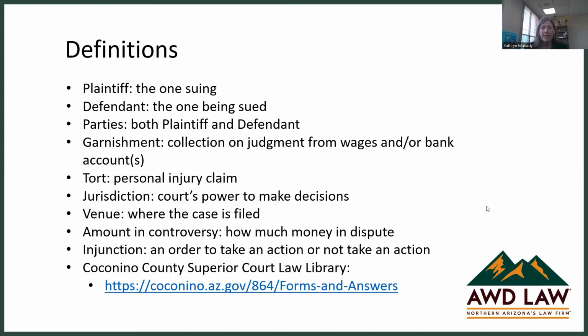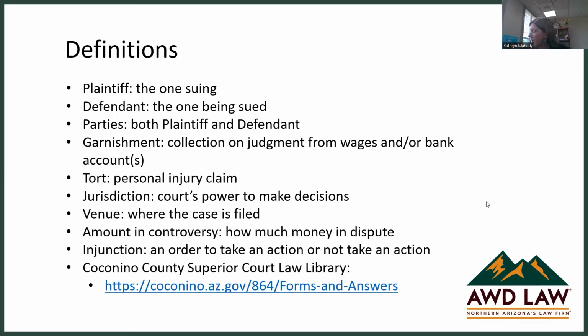Garnishment is collection on a judgment from wages. Usually it's much more often wages or a bank account. A tort is a personal injury claim. That's all it is. It's a weird name, and I don't know where it comes from. I'm sure there's a long story for where that term comes from. I don't know, and it doesn't matter for us. A tort is just a personal injury claim. So that's your car crash, battery, that type of injury.